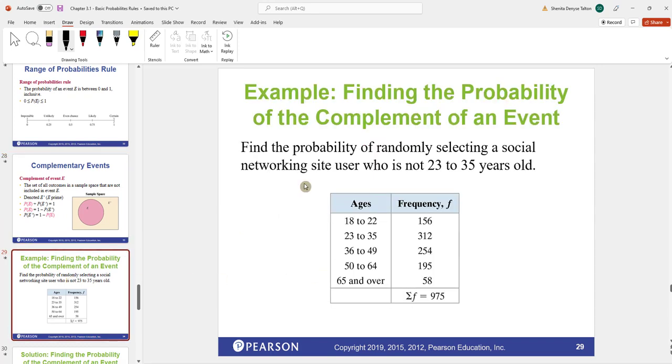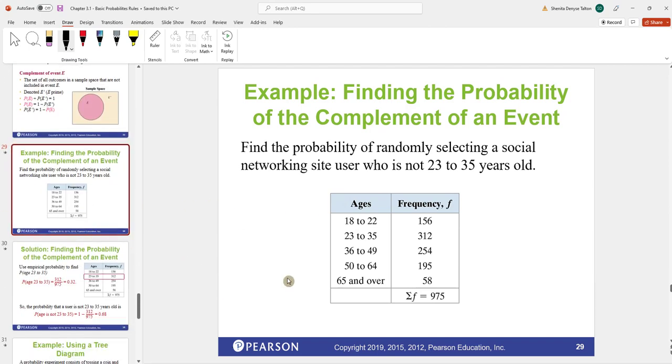So let's look at this table. We're going to find the probability of randomly selecting a social networking site user who is not 23 to 35 years old. Now there's two ways you can do this. You can actually just add up all the people who are not between the ages of 23 and 35. You can add those numbers up and then divide by 975.